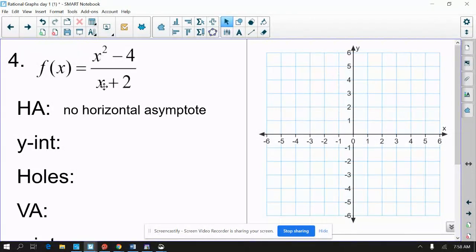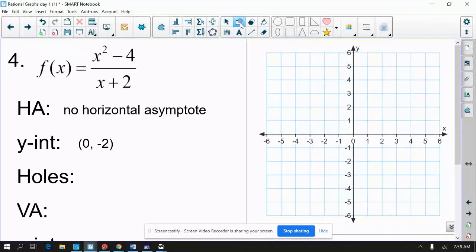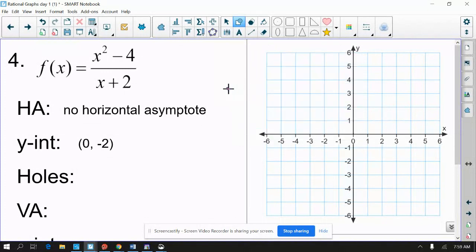Y-intercept. Let x equal 0. If x equals 0, what do you get, guys? -2. So 0, -2 is the y-intercept, and I get to graph that. I can graph y-intercepts. Let's do purple. Another ELF reference. Oh, I think it was a different class. Purpley dress.